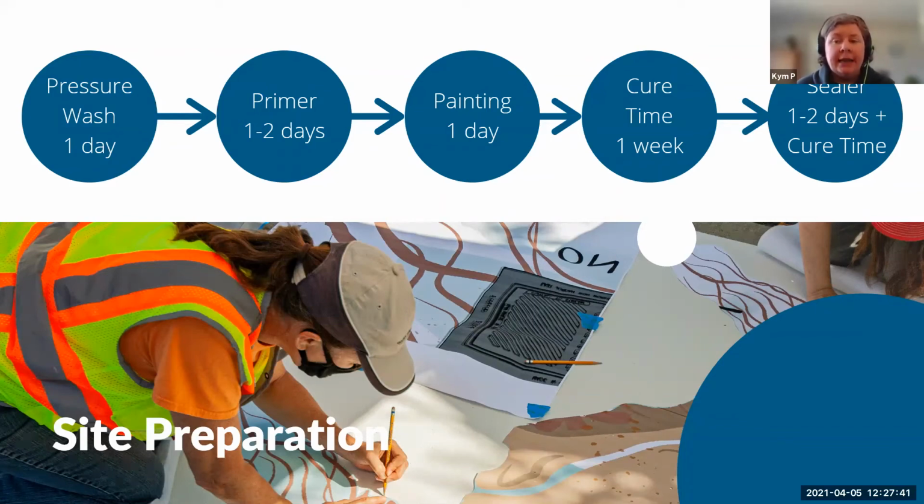So all said and done in 2020, our artwork was coned off with caution tape for about 3 weeks. So that takes into consideration rain delays and cure times. That's something you're going to want to keep in mind if you're looking for potential sites.